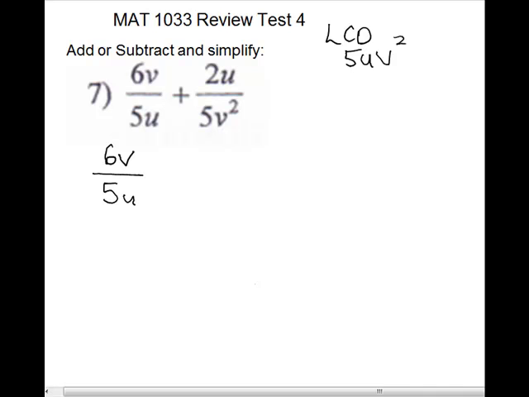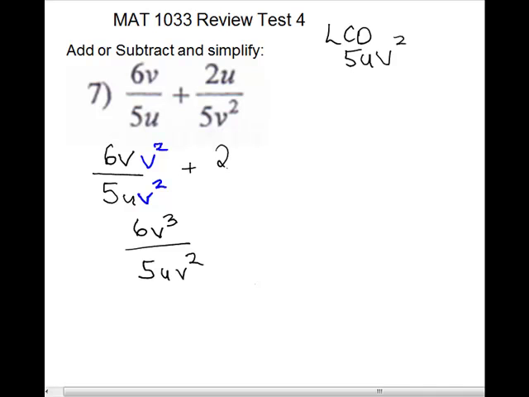All right, so when I check this denominator, I have the 5, I have the u. It is missing the v squared. It goes on numerator and denominator. And that gives me 6v cubed over 5uv squared.